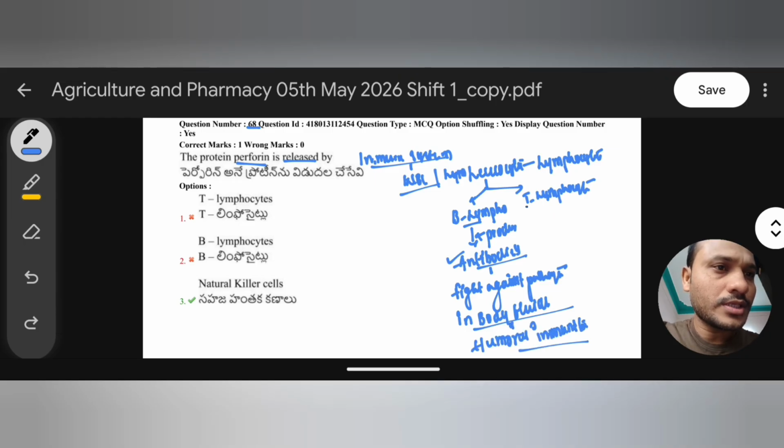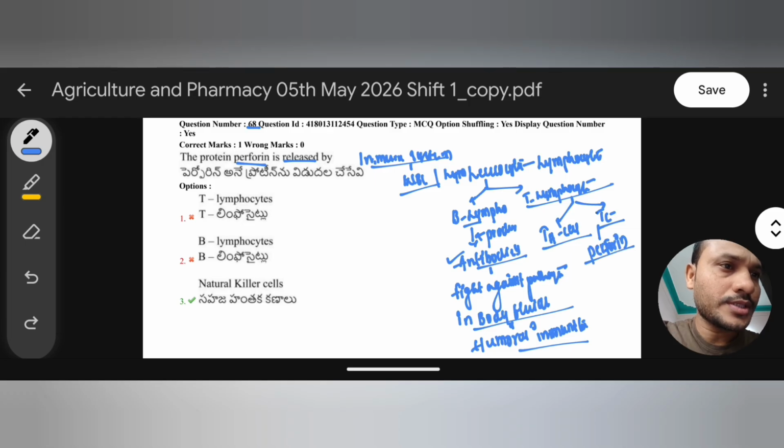Now coming to T lymphocytes. Generally we have two types of cells, TH cells, meaning T helper cells, and TC cells, cytotoxic T cells. In that, TC cells play an important role. Generally this TC cell secretes a protein, perforin.